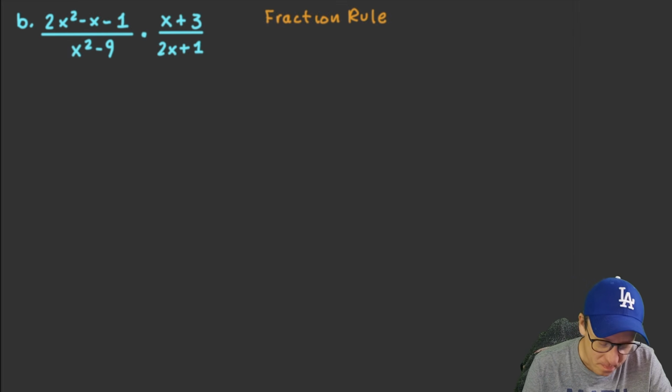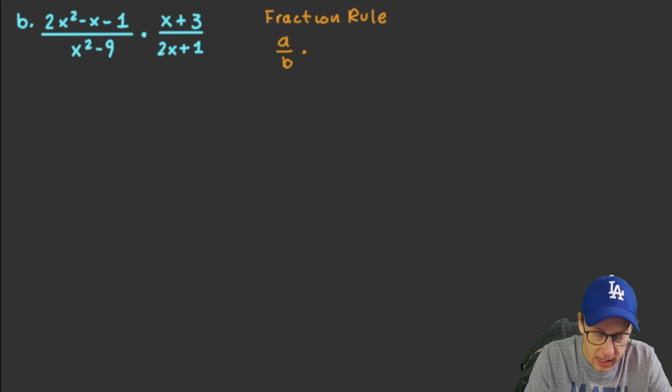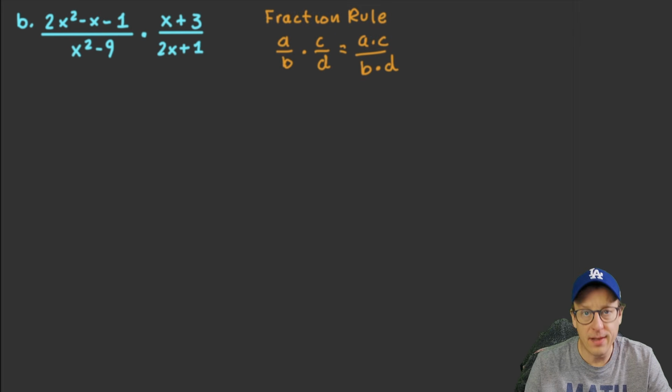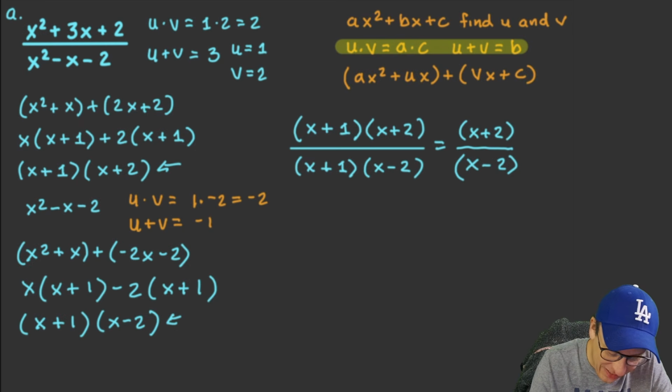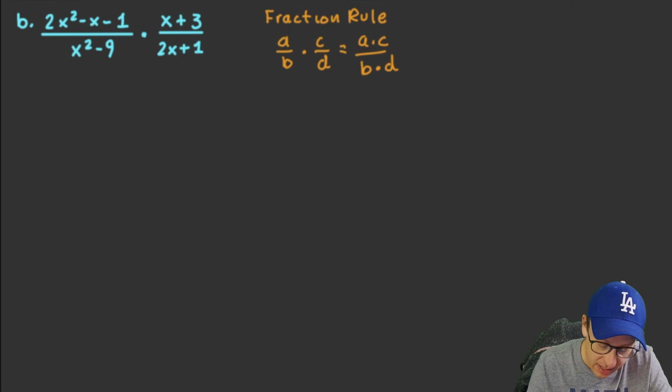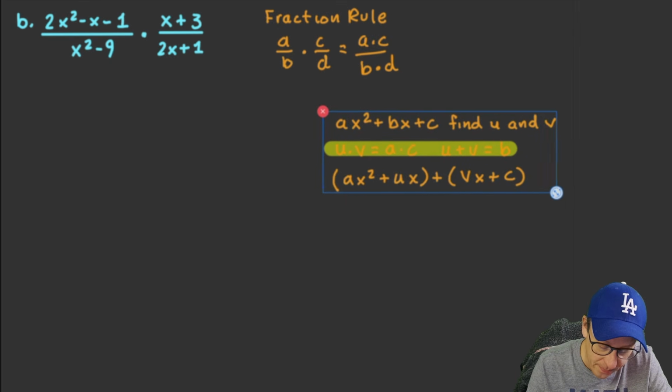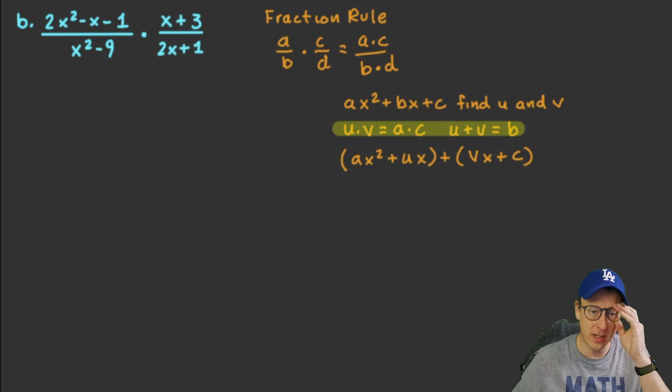Okay, the fraction rule is A over B times C over D is equal to A times C over B times D. And what are we going to use yet again? We're going to use this rule that we have right here. We've been utilizing this rule multiple different times, I think the fifth or the sixth time we've utilized this to be able to solve a problem. So let's just take it and throw it here. Maybe I should just put this on every single slide.